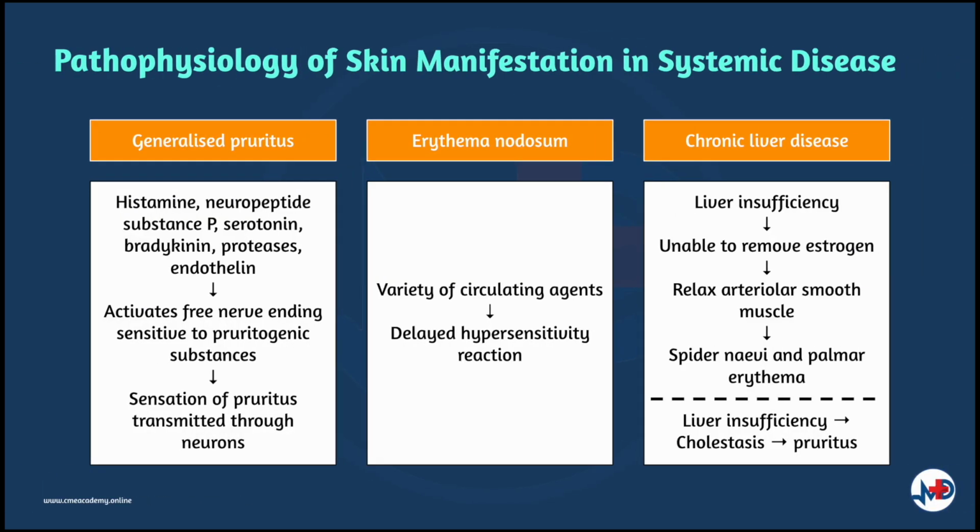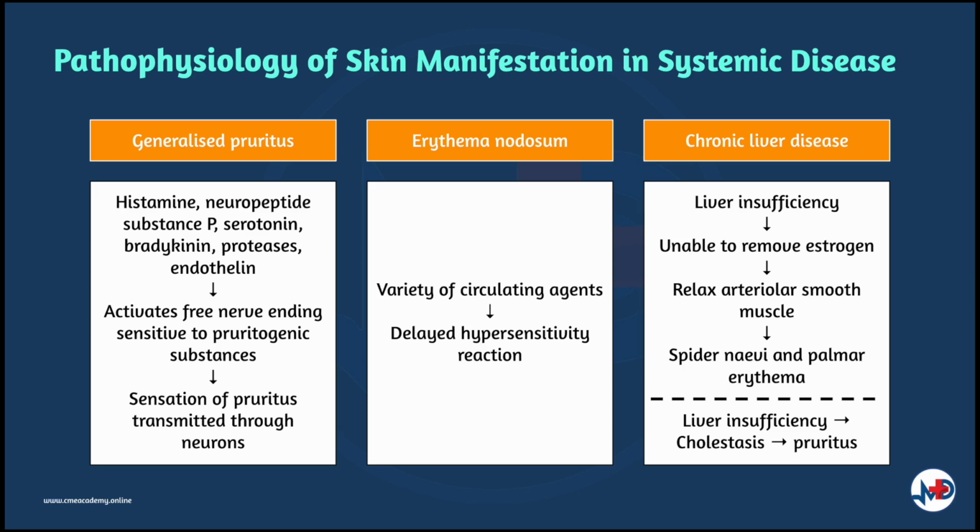disease. The sensation of pruritus is transmitted through slow-conducting unmyelinated C polymodal and possibly type A delta nociceptive neurons with free nerve endings, which are sensitive to pruritogenic substances. Histamine, neuropeptide substance P, serotonin, bradykinin, proteases, and endothelin activate these nerves and cause pruritus. Erythema nodosum is a delayed hypersensitivity reaction to a variety of circulating antigens.